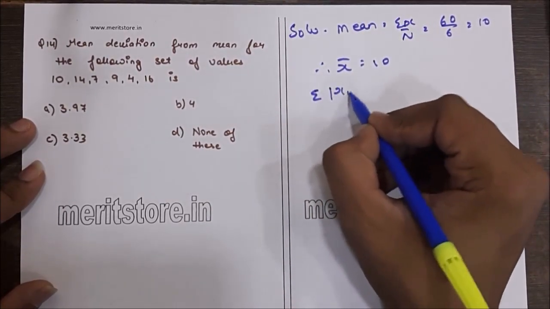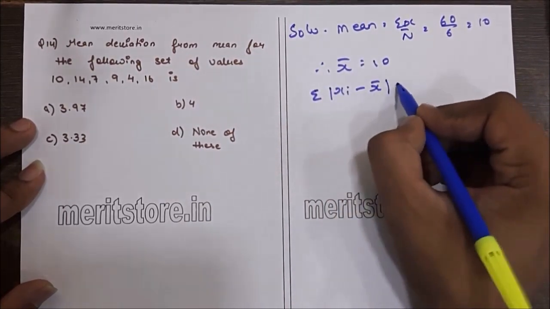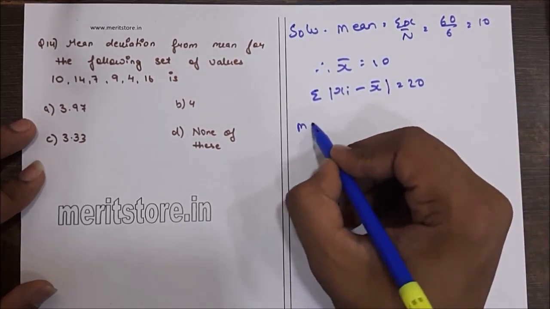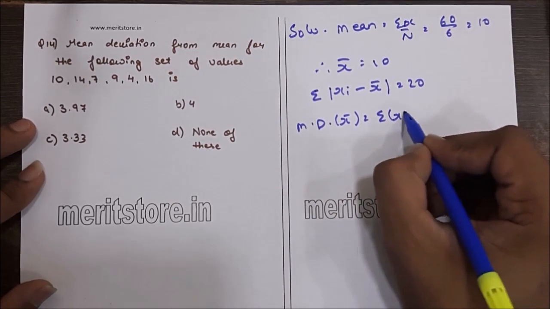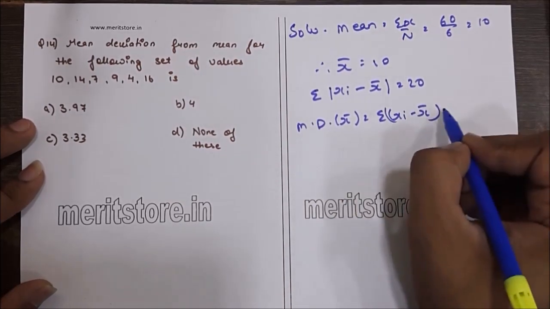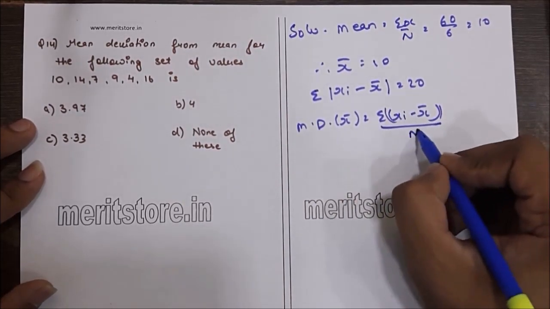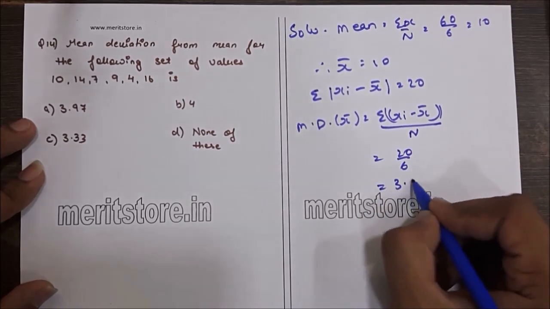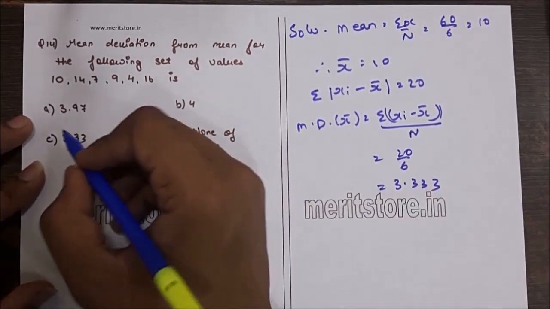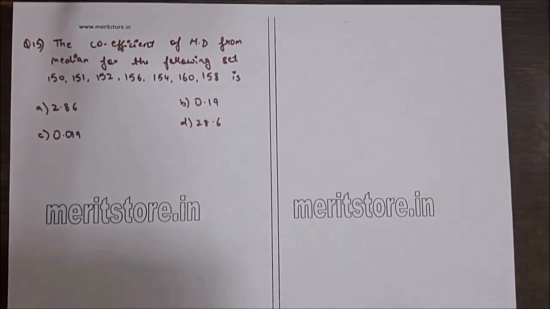Summation mod of xi minus x bar is equal to 20. MD of x bar is equal to summation mod xi minus x bar upon n is equal to 20 by 6 equal to 3.3333. Therefore, option C is correct.